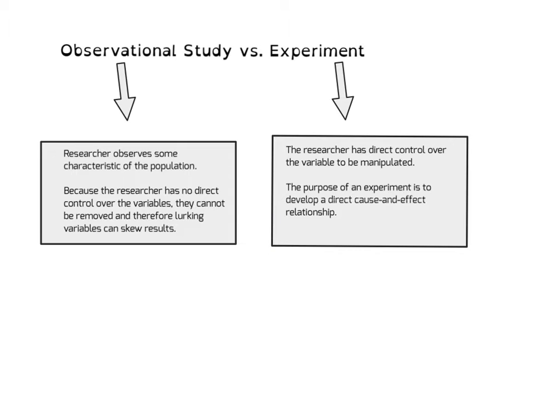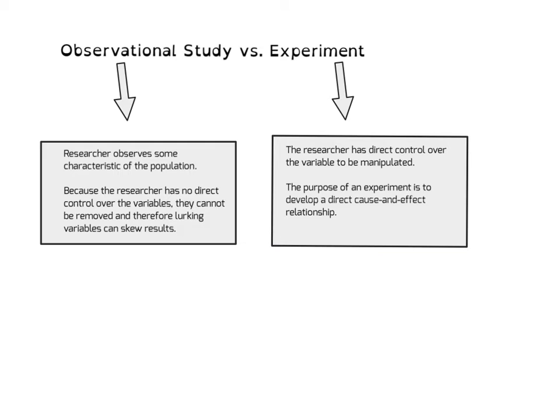So in an observational study, there's a researcher, and the researcher is just observing some particular characteristic of the population. The problem in an observational study is that the researcher has no control over what they're observing. They're just observing. Because you don't have any control, there are variables that come into play that you can't control. Because we can't remove those variables from the study, we call those lurking variables. They're always going to be there. They're always going to lurk.